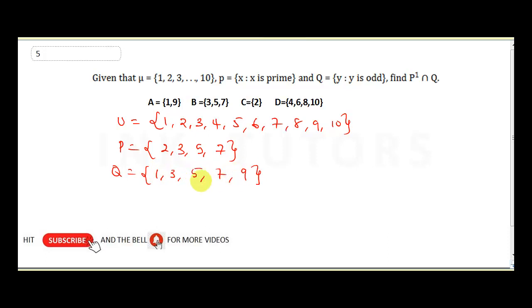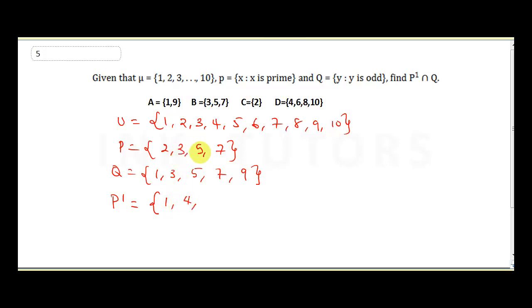Okay, so P complement, remember when we talked about P complement, we said P complements are those numbers not found in P but are found in U. Now, what numbers are not in P but are in U? 1 is not in P. 2 is there, so we will not use 2. 3 is in P, so we're not using 3. So 4 is the next number. We have 5, so we're not taking 5. So 6 comes next. We have 7, so we're not taking 7, so we have 8, 9, and 10.